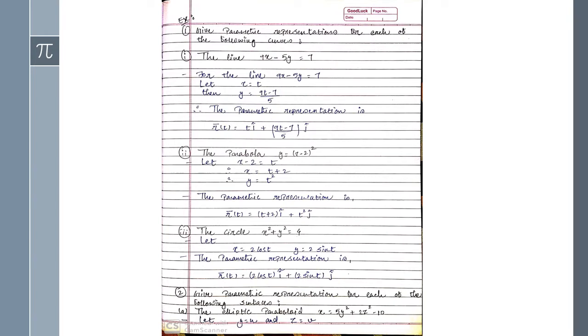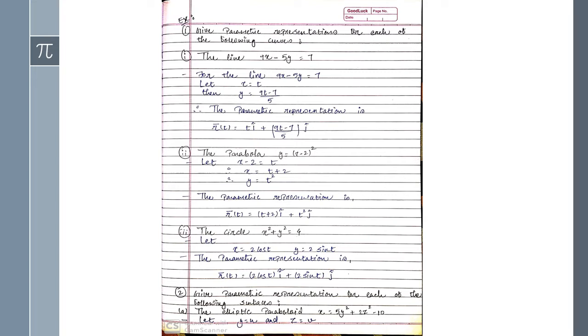Give parametric representations for each of the following curves. See the equation, what you have to do is convert it into the parameterization form. It means any equation, you have to convert into the t form, that is x of t, y of t and z of t form. If it is given in two dimensions, then you have to convert into x of t and y of t. If the equation of a circle is given, then you have to apply the parametric equations of the circle. In this way you have to apply.